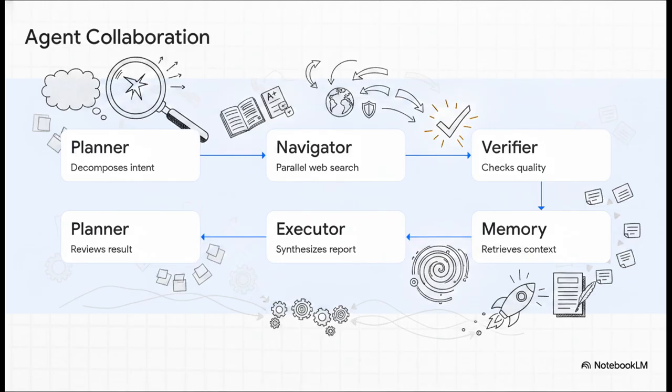Imagine tracing one single user intent, something like research recent advances in quantum computing. We can watch it go completely through the multi-agent assembly line. First, the planner breaks the task down. Then, multiple navigators instantly spawn to search Archive and Google Scholar in parallel. Meanwhile, the verifier checks the academic quality, and the memory agent pulls in your past notes on quantum mechanics.